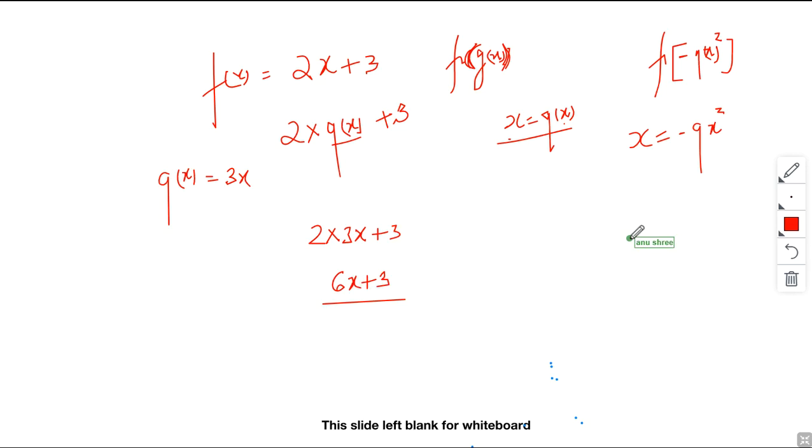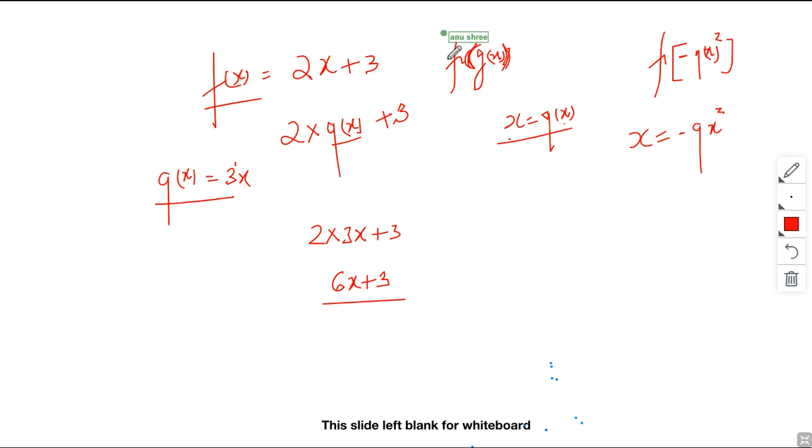Kind of. Okay, you just go through it once more. I'm just repeating. First, there are two functions given to you, that is f(x) and g(x). Why are they functions? Because they both are dependent on x. But the values are different, because one is 2x plus 3 and the other is 3x. f(g(x)) or g(f(x)) means you have to merge these two functions. So f(x) equals 2x plus 3.